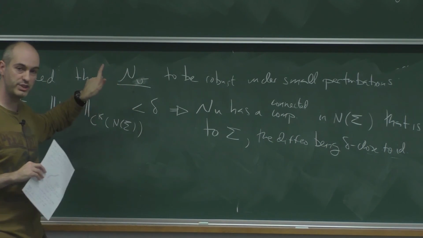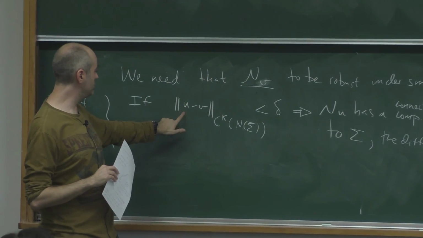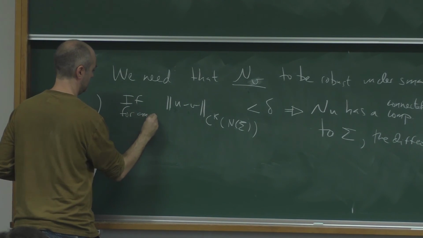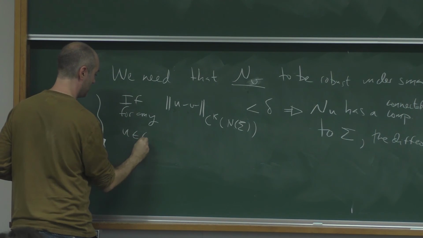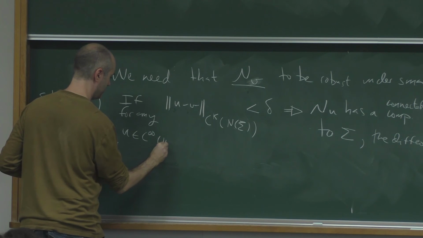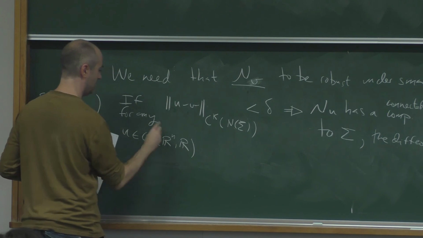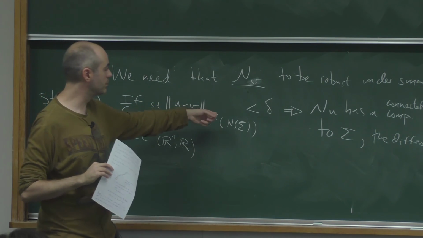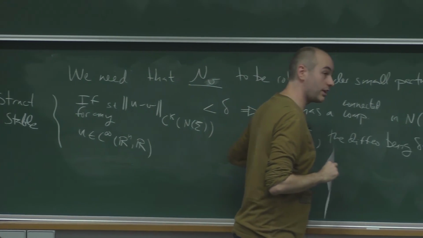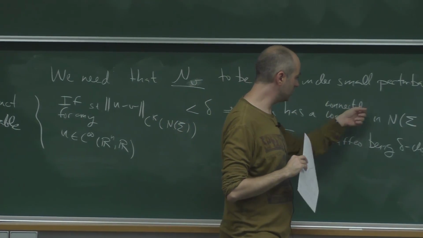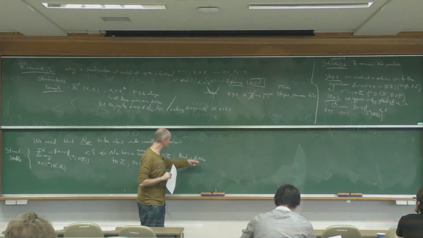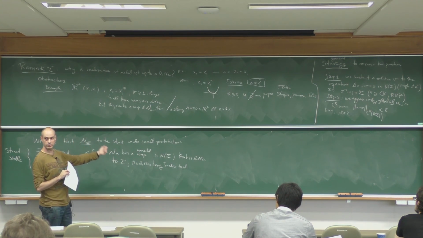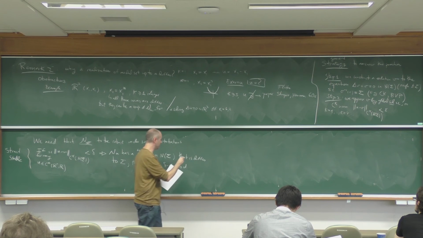So the nodal set of v is structurally stable if for any smooth function u, for any u in C infinity of R^n close to v in the neighborhood, the nodal set of u has a connected component in the neighborhood which is diffeomorphic to sigma, this diffeomorphism being also delta-close to the identity, so you have continuity. This is a structural stability.